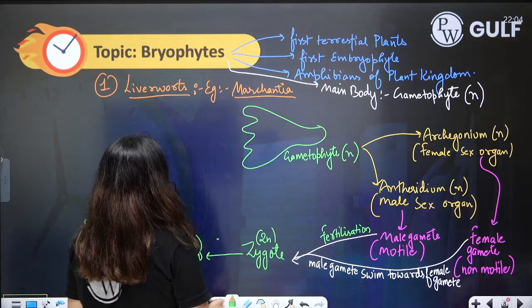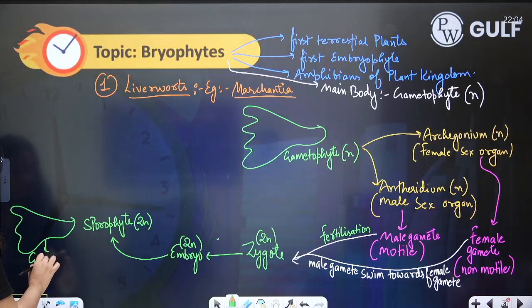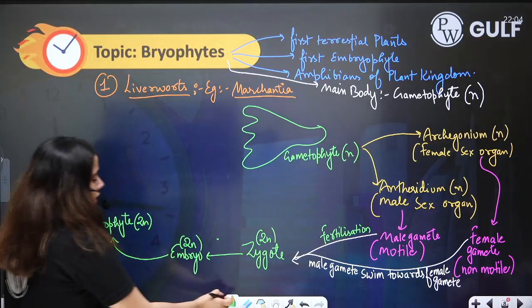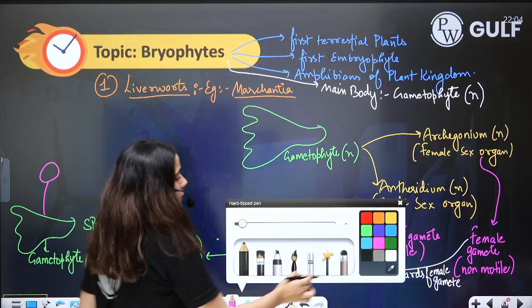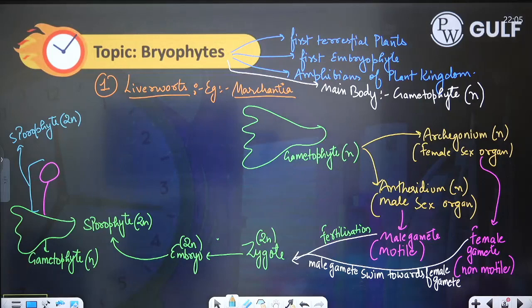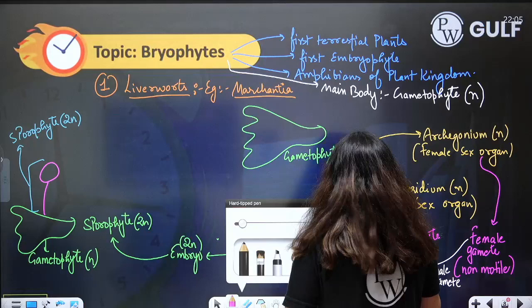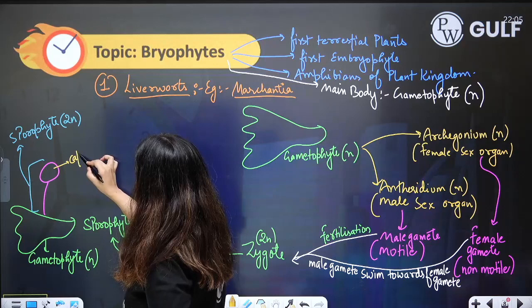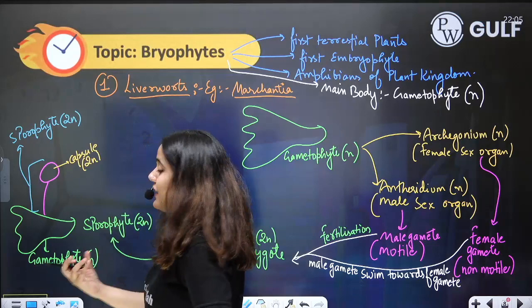So this is the gametophyte, which is haploid. A sporophyte will be produced here. This is the sporophyte, beta, which is diploid. The sporophyte is somewhat parasitic, formed on the parent body to get nutrition. And this is the capsule, beta. The capsule is also diploid because it is a part of the sporophyte. N here is haploid and 2N is diploid.